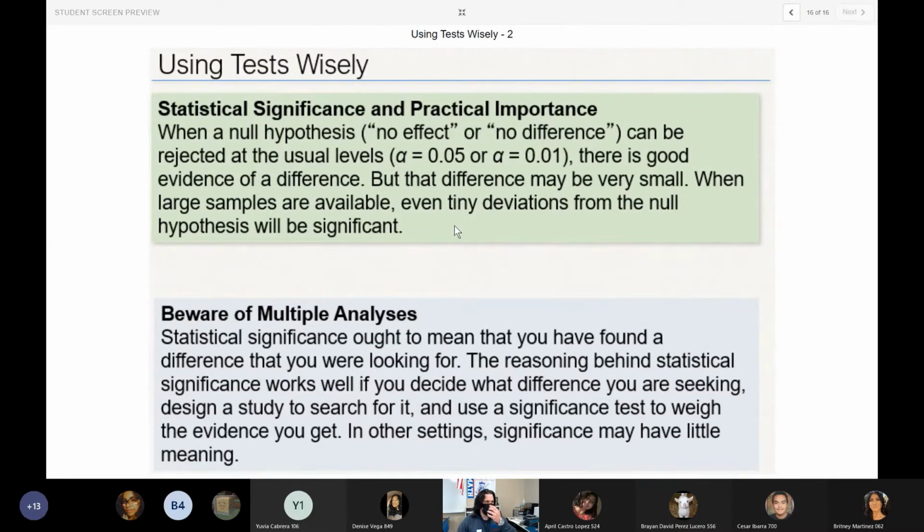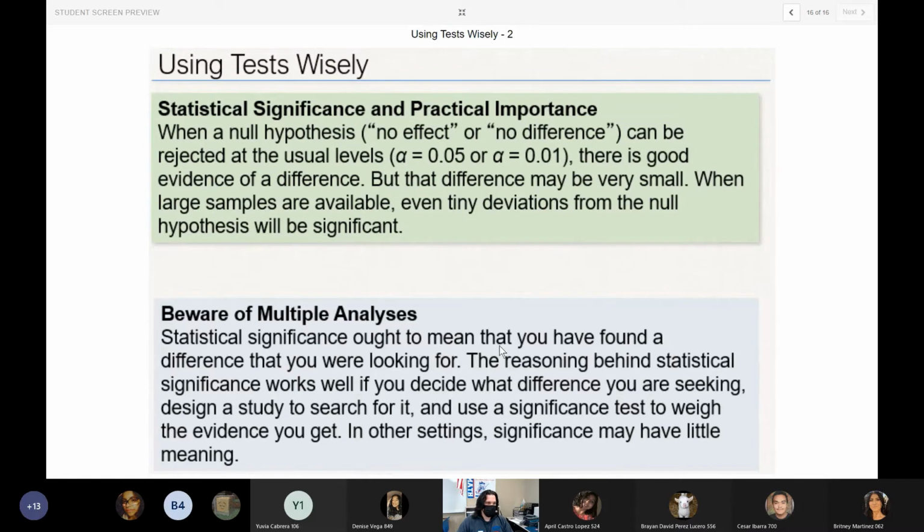Okay, and we need to decide, is that really significant? Like, in the whole grand scheme of the thing we're testing, does that significance matter? Is it really important? And beware of multiple analyses.